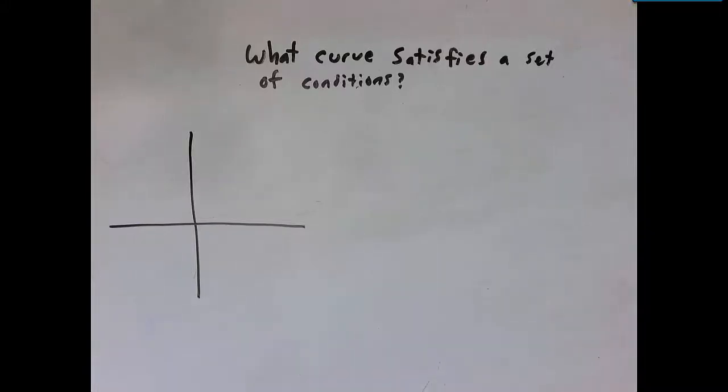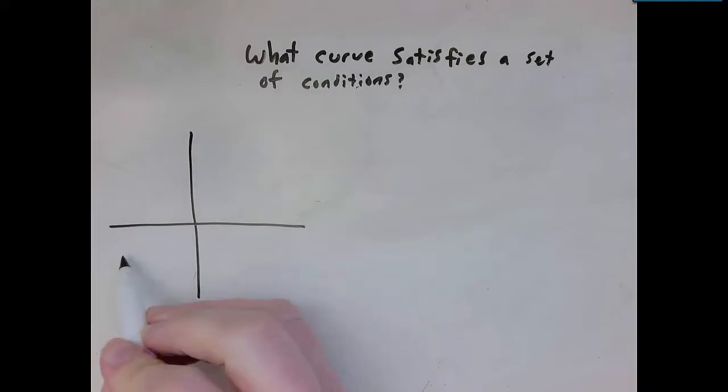A common situation when you're applying math ideas is to decide on some set of conditions that you're interested in and trying to figure out what sets of values would satisfy those conditions. And you can represent that set of values as a curve that you've graphed. So let's do a simple situation here.